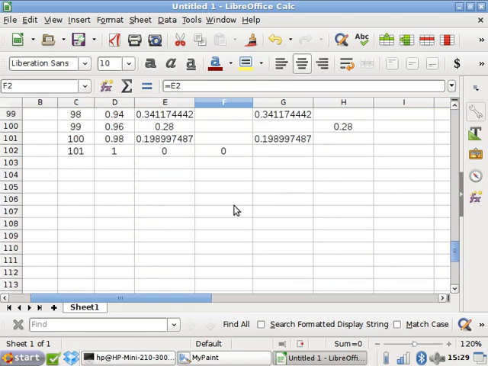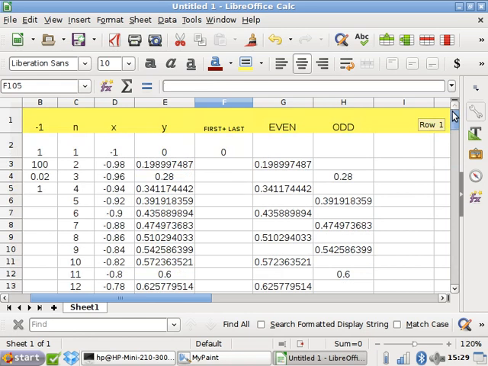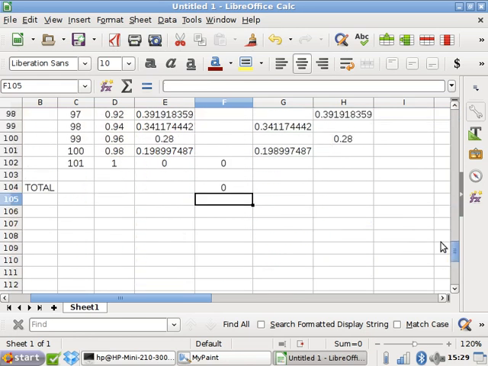Okay, so I need to do totals here. This was first plus last, so that's sum. It starts off with F2 to F102. Does it start at F2? Yeah, it does. And once I do that one, I can just copy it over.